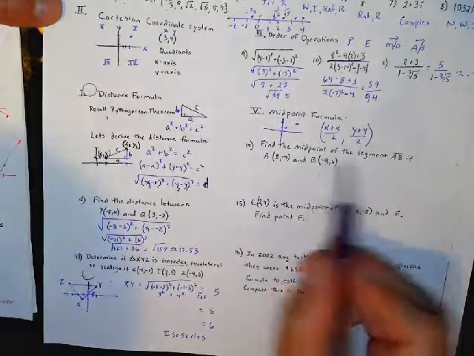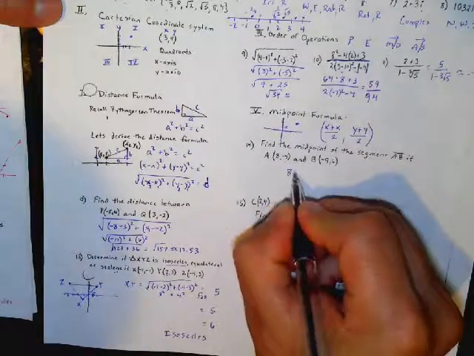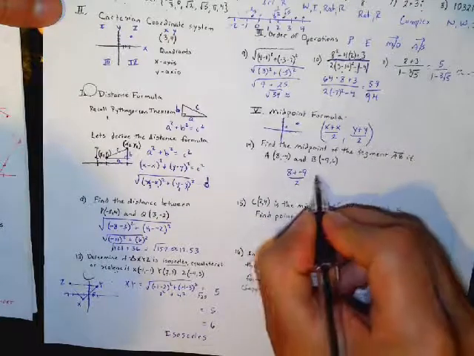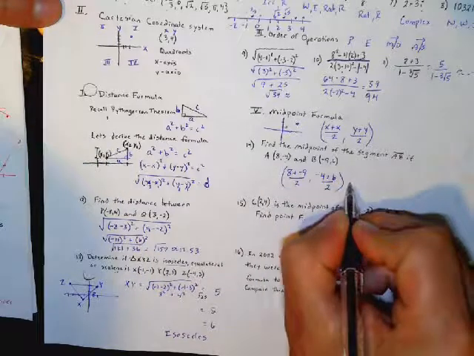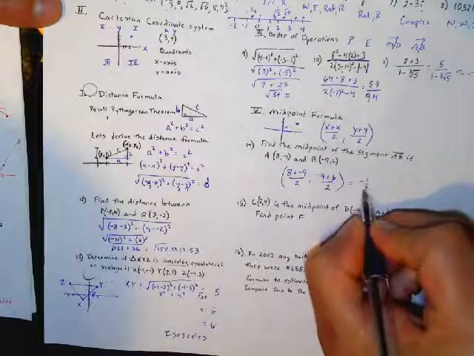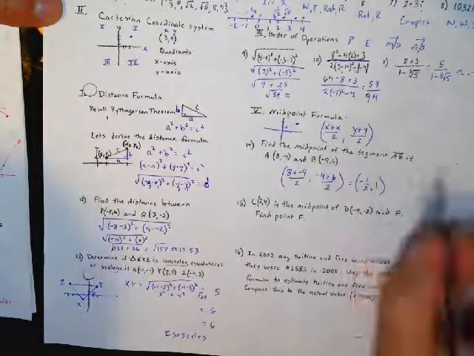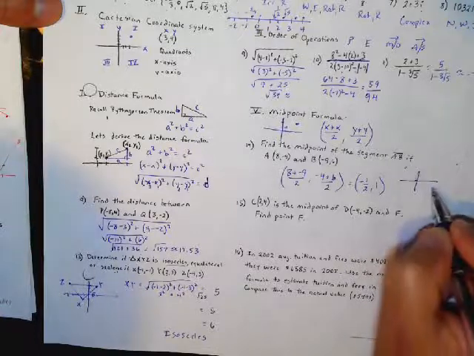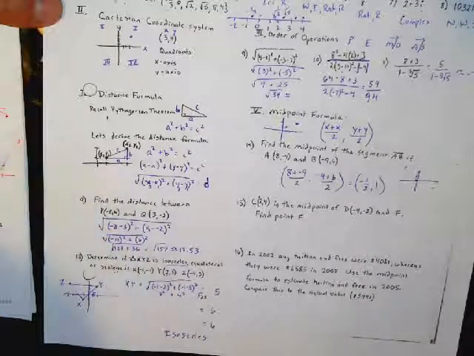So if I want to find the midpoint between these two, it would be 8 plus negative 9 divided by 2 for the x, and negative 4 plus 6 divided by 2 for the y. And if I work that out, that's negative 1/2 and 1. It wouldn't be a bad idea to graph the points. One would be up here, one would be down there, and the midpoint's right there. So you can get a visual and make sure it's right.